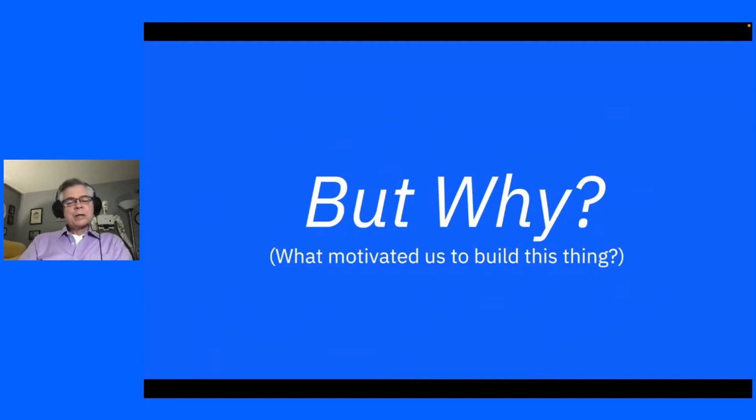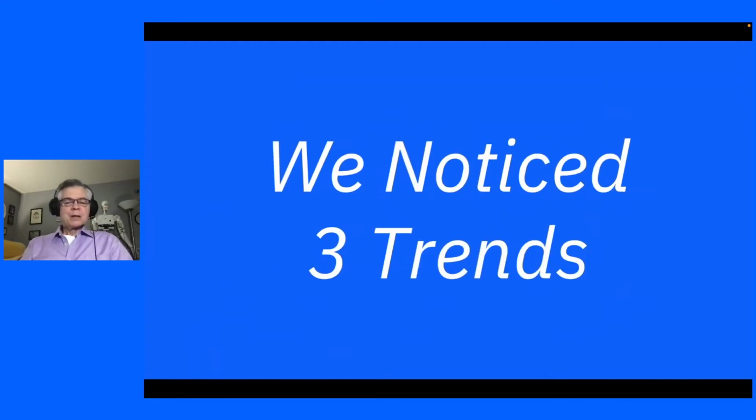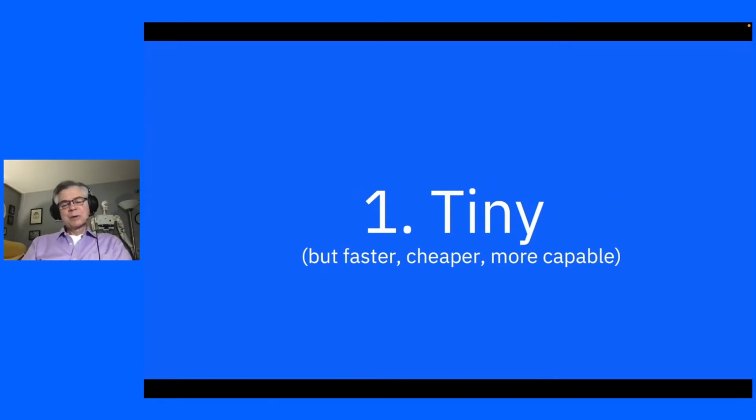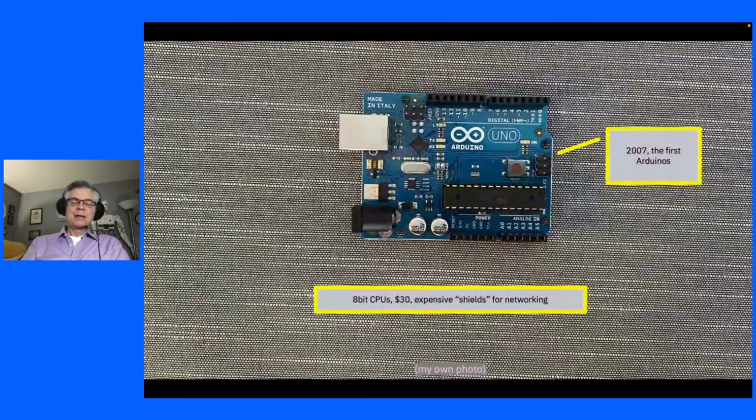So why did we choose to make this thing? We noticed three trends back in about 2014, 2015. First of all, tiny things. They're faster, cheaper, and more capable. And one of the earliest machines that started to speed this revolution was the Arduino line from Italy. These were just little 8-bit CPUs, and they were about $30, and you could connect them and do all kinds of amazing things with them, and it was open source hardware too.